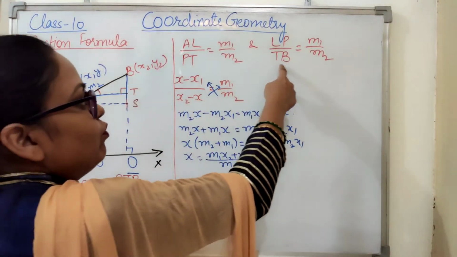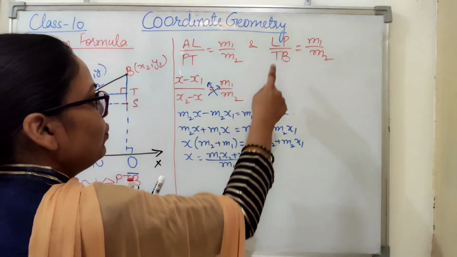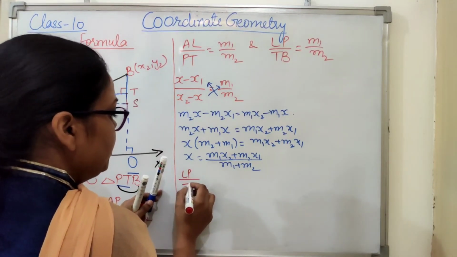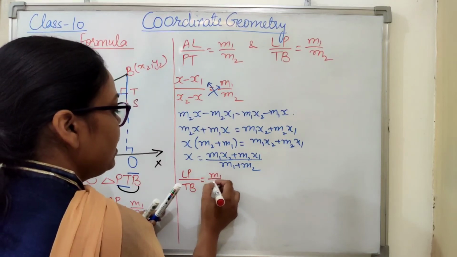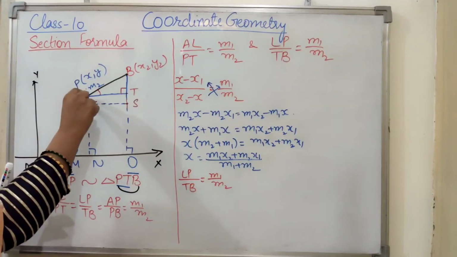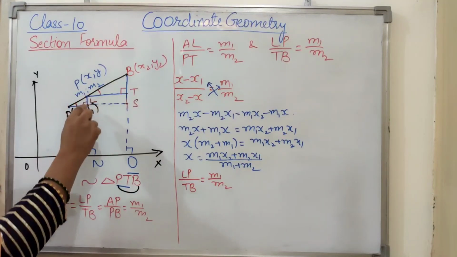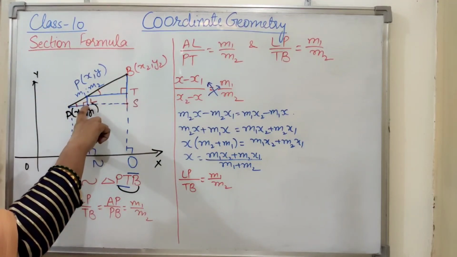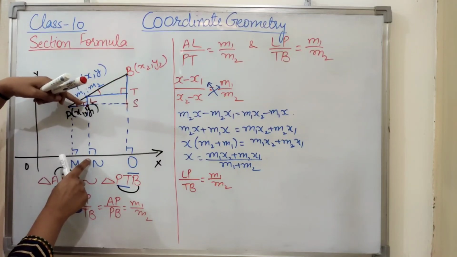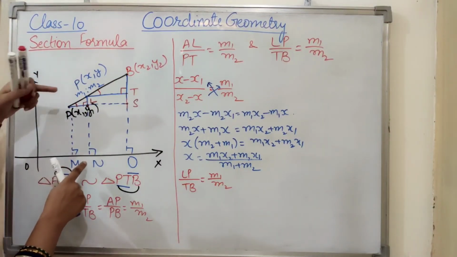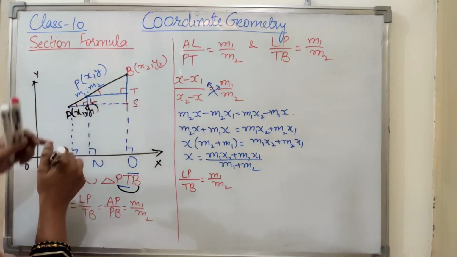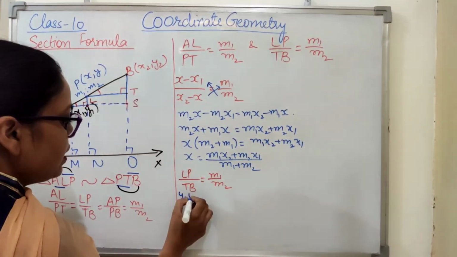Similarly, if we move with LP, now I am going to take LP upon TB is equal to m1 by m2. The same way, LP, if you see, this much. Now vertically we have to move. If from PN I subtract LN, I will get this PL. So how much is this? This is y, and this is y1. So y minus y1.